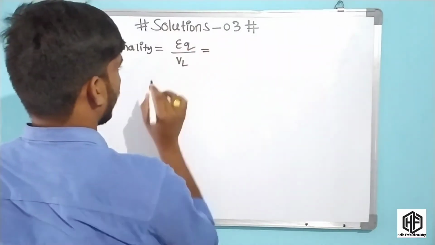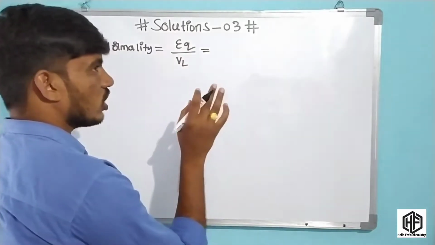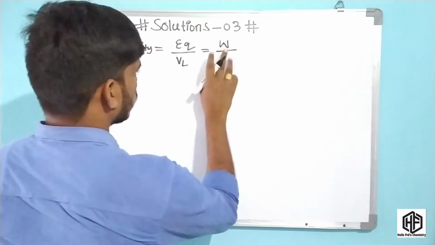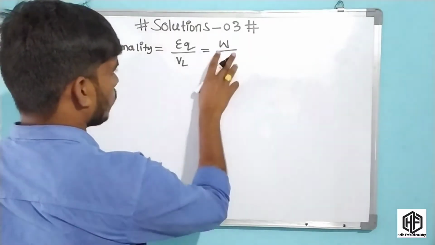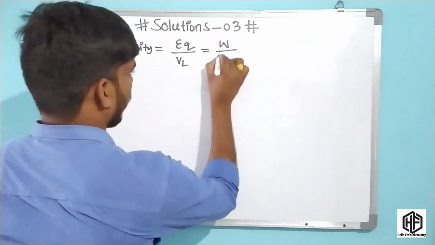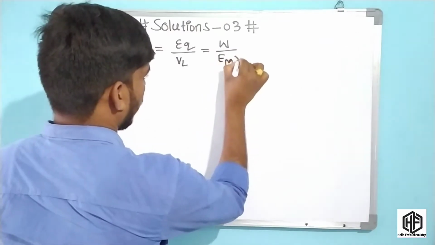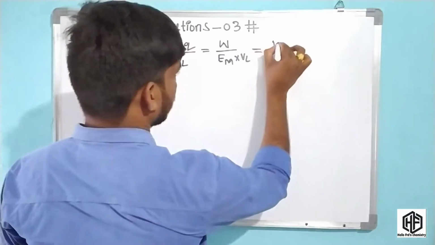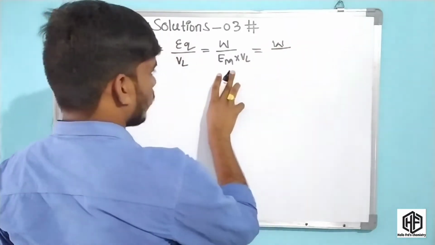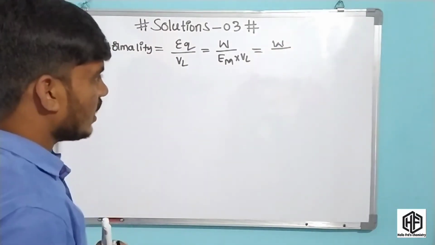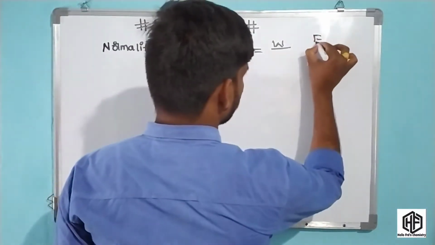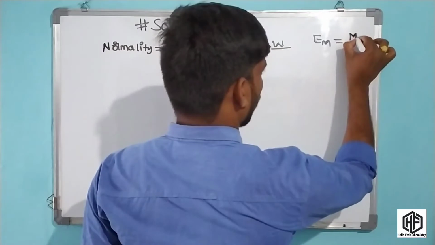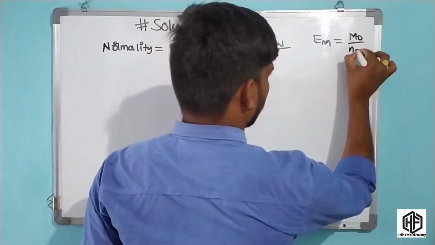Now what is equivalent, friends? Equivalent is the mass of solute, W, divided by the equivalent weight, in the volume of solution. And what is the equivalent mass? Friends, equivalent mass is equal to the molar mass of solute, M0, divided by the n factor.